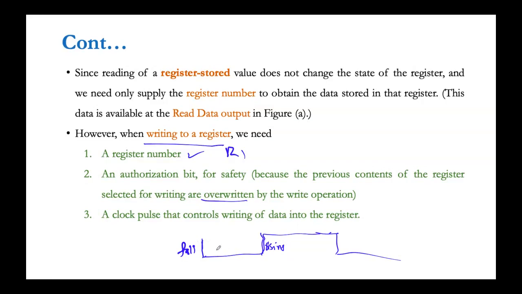When the falling edge is there, that means your read operation happens. When the rising edge is there, that means your write operation will happen. So this total we call the clock cycle or clock pulse. The entire clock is divided into two parts. If the clock pulse is low, it means read operation is happening; high means write operation is happening.